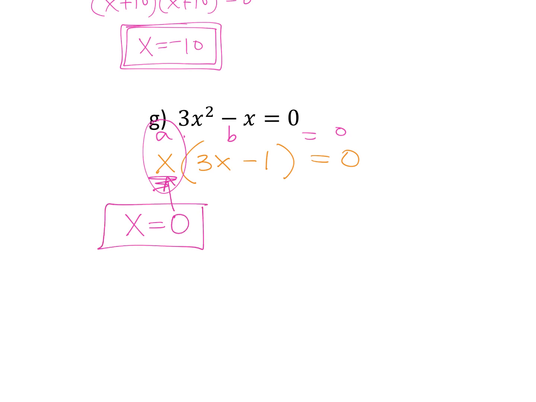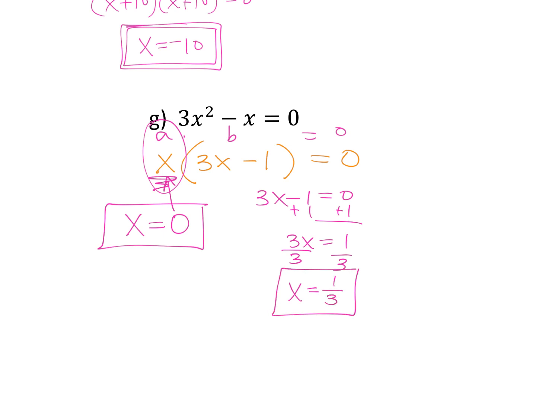And then what's the other one? If 3x minus 1 has to equal 0, you would add 1. So 3x equals 1. And then divide by 3. So x would have to be 1/3. Okay, so the solutions to that problem are x equals 0 or x equals 1/3. Any questions on that?